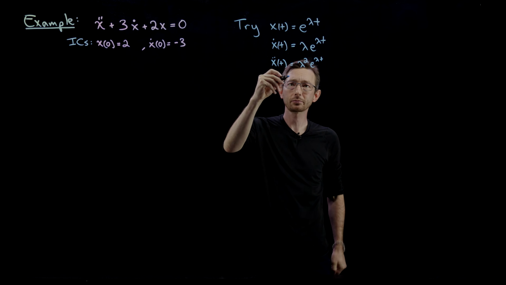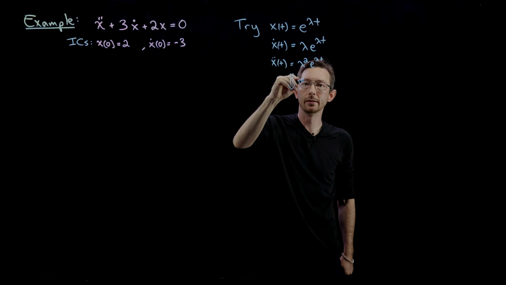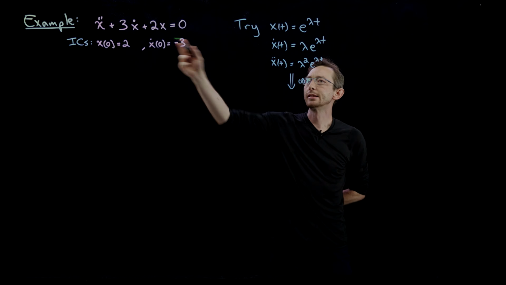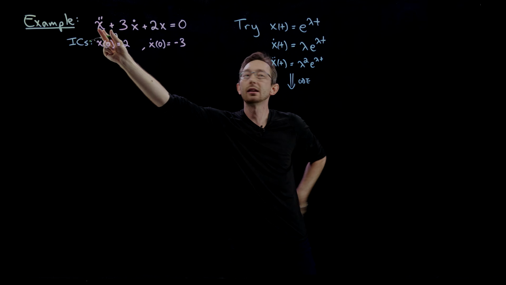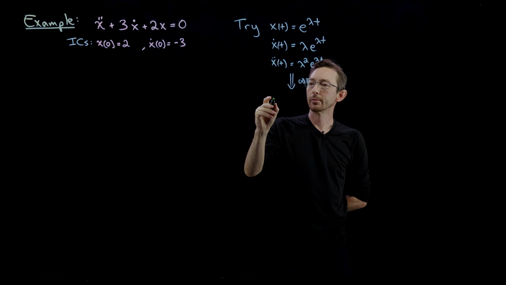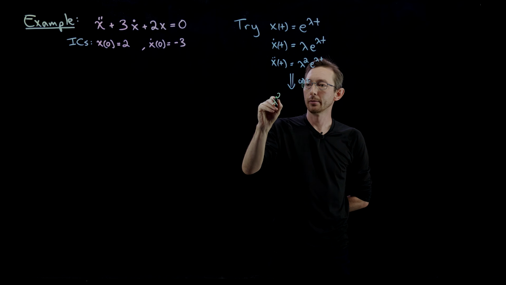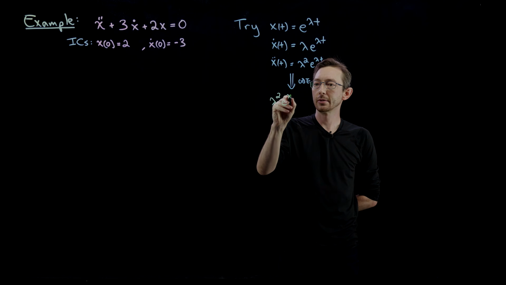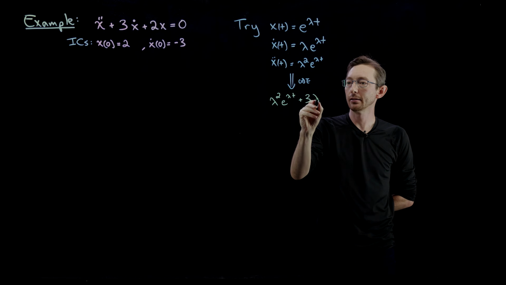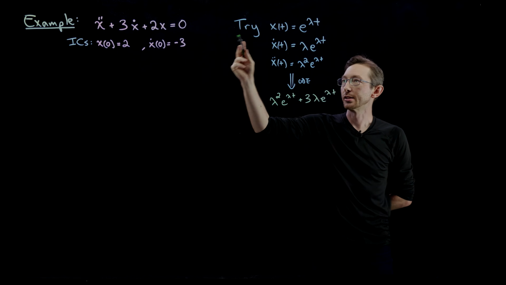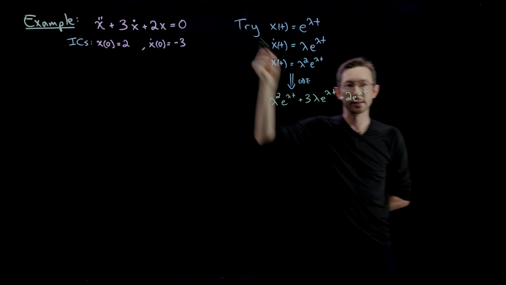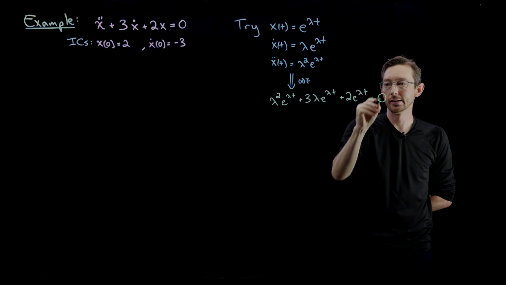So let's do that right now. We're going to plug this into our ODE. Maybe I'll switch colors, like green right now. I'm just going to literally plug x double dot in here, and x dot in here, and x in here, and we're going to equate all of the terms. So I'm going to get lambda squared e to the lambda t, that's my x double dot, plus 3x dot is 3 lambda e to the lambda t, plus 2x, that's plus 2 e to the lambda t, and all of that equals 0.